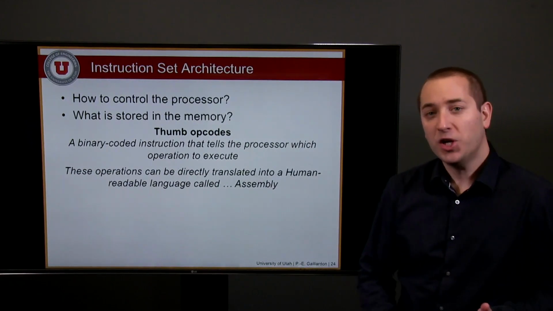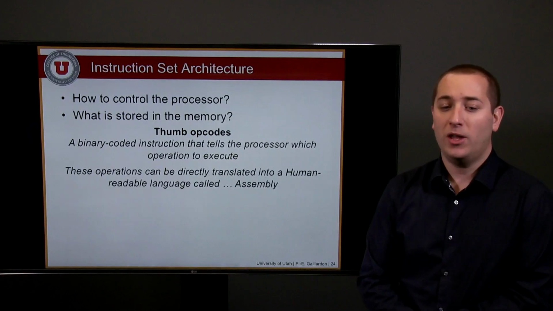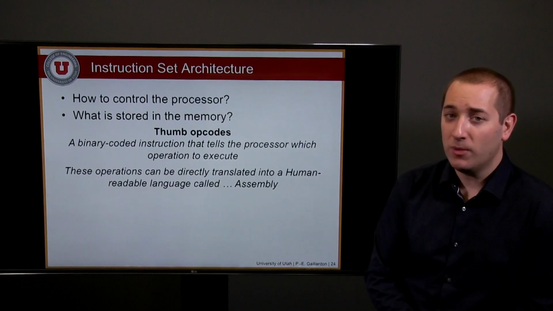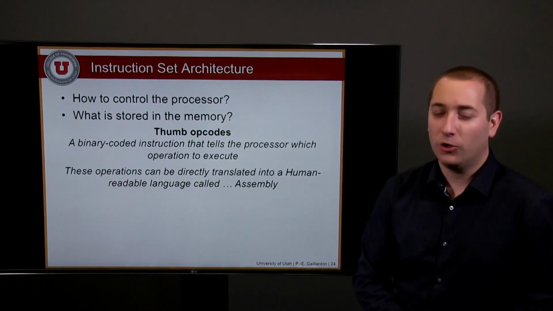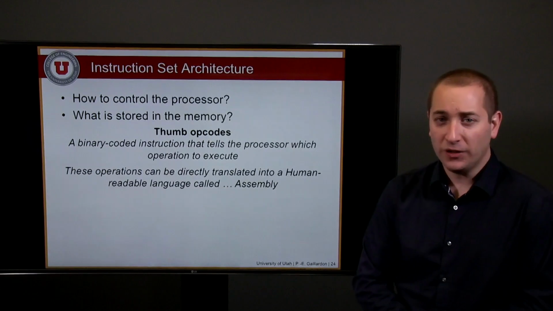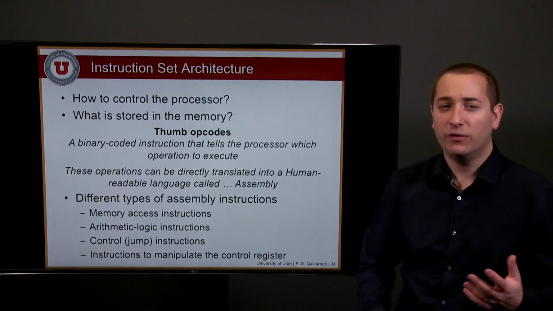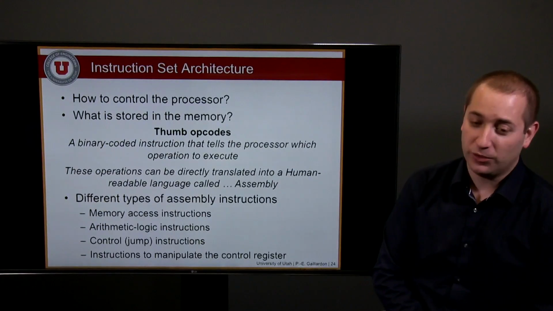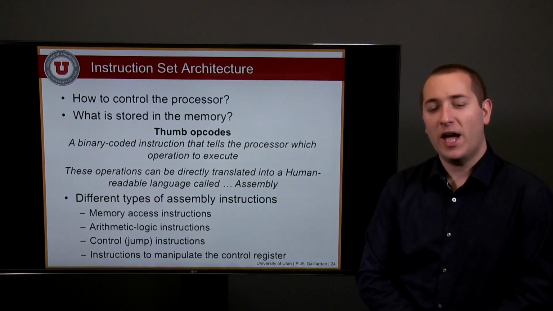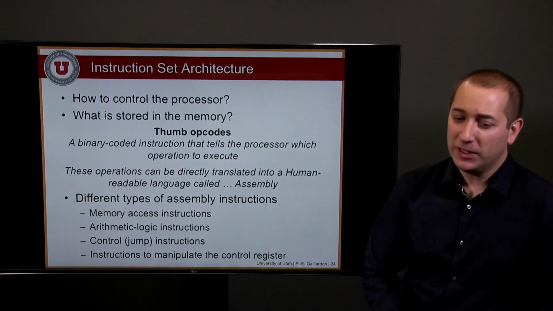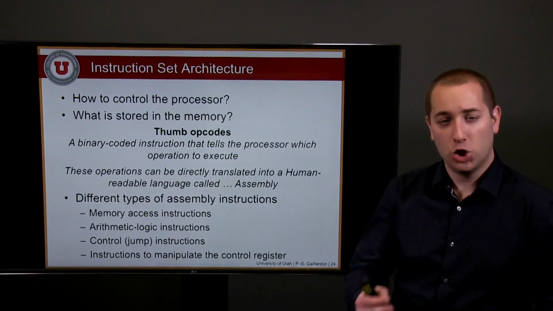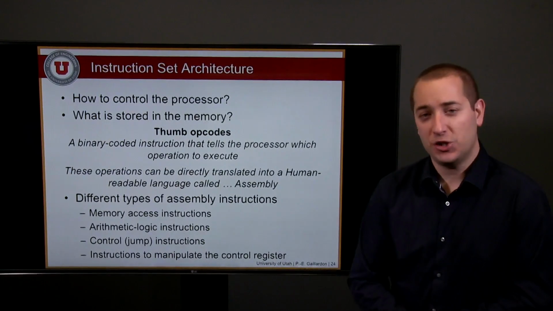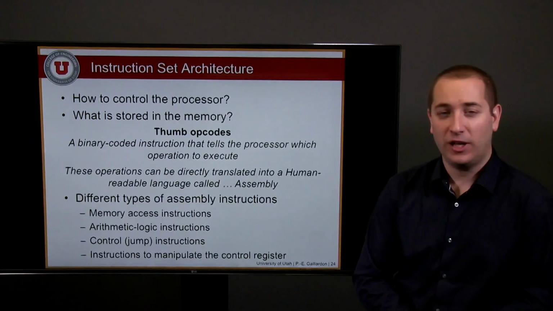So these operations can be directly translated into a human-readable language, which is called the assembly language. Some can argue that it's not really human-readable, but at least it is not in a binary form. In the context of ARM, you can find different types of assembly instructions, which is actually common in many different processors as well. You will have memory access instructions, arithmetic-logic instructions, control instructions, jump, going through your code, and instructions that can manipulate the control register to reset a flag or to set a flag instead.